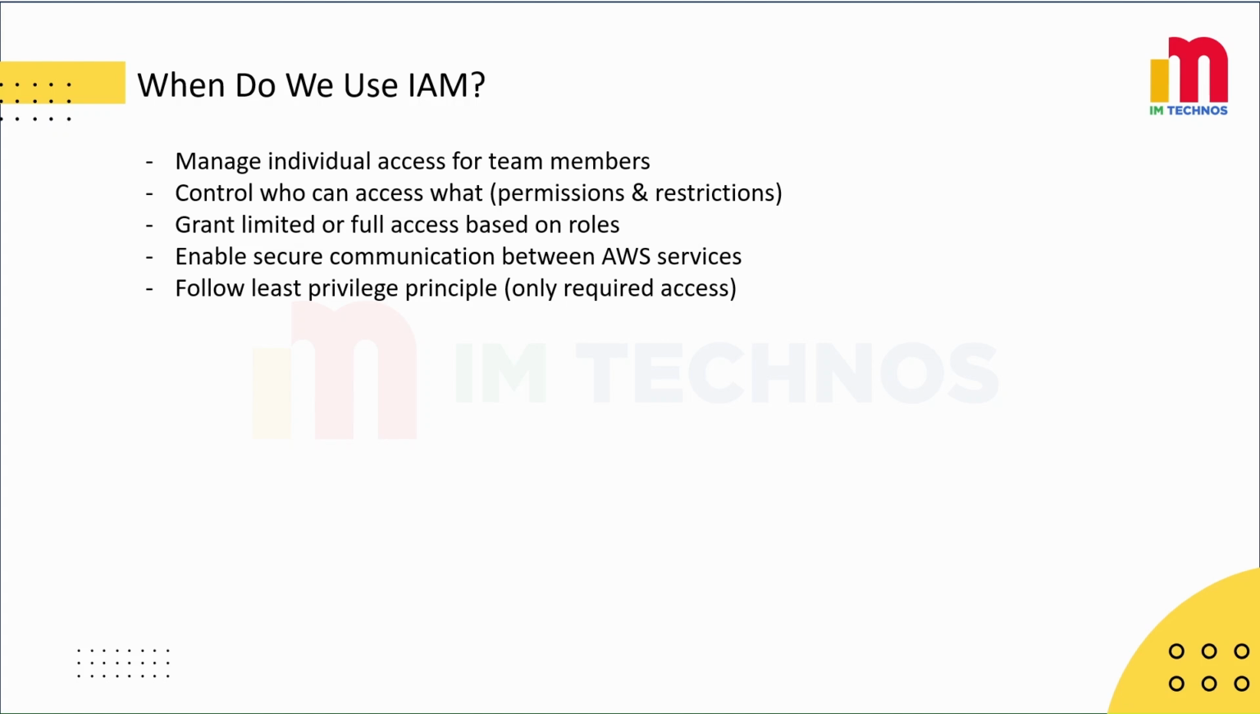So to quickly recap, IAM controls who can access AWS and what actions they can perform. If access is not controlled properly, someone could accidentally delete resources or even increase your AWS bill. Now concluding, you don't need to memorize everything right now, just focus on the idea of controlling access.